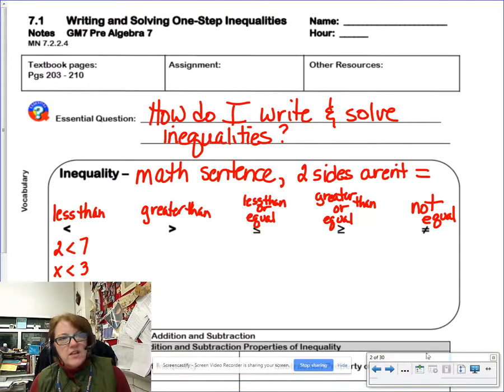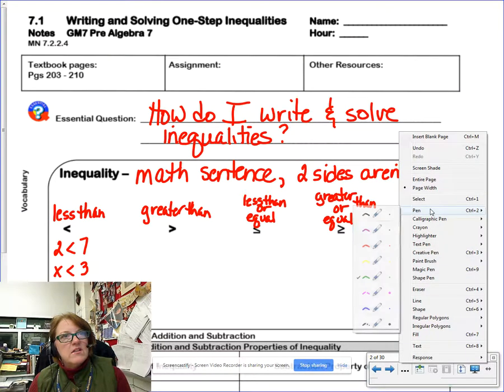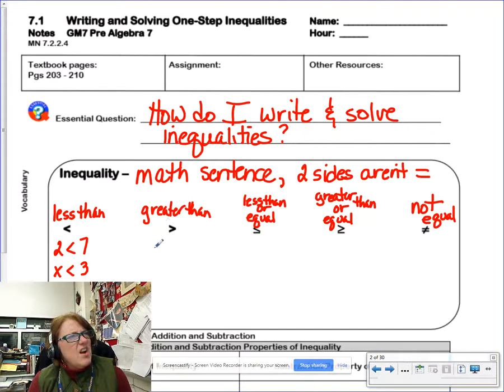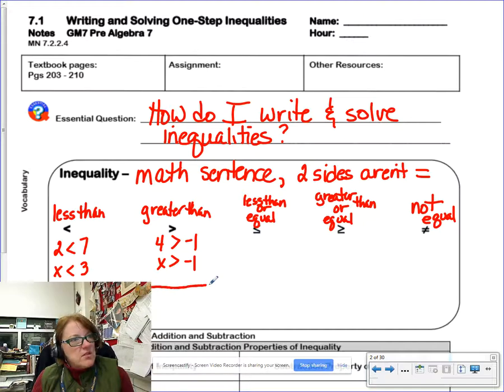All right, let's take a look at greater than. Greater than looks like this. 4 is greater than -1. That's a true statement. What if I said x is greater than -1? What does that look like? Well, there's tons of numbers that are bigger than -1. 0 is bigger than -1. 7 is bigger than -1. There's tons of numbers that are bigger than -1.